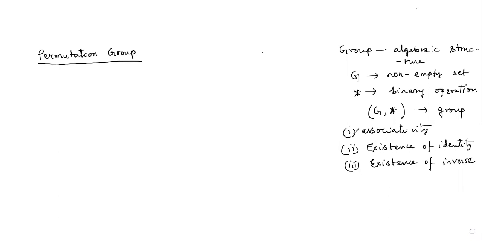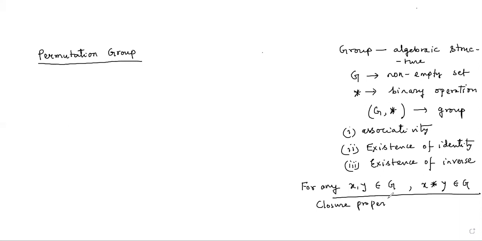And in some books, they talk about the closure property also. Closure property of the structure goes like this, that for any x, y belonging to G, x star y also belongs to G. This property is called closure property. But I have not mentioned closure property here. I have not put the closure property.